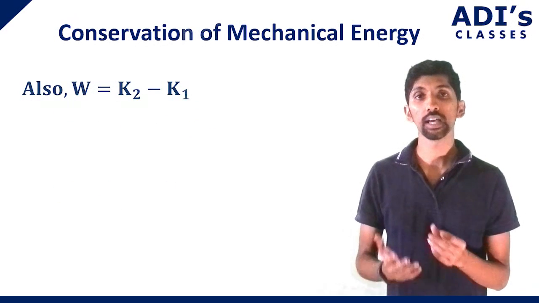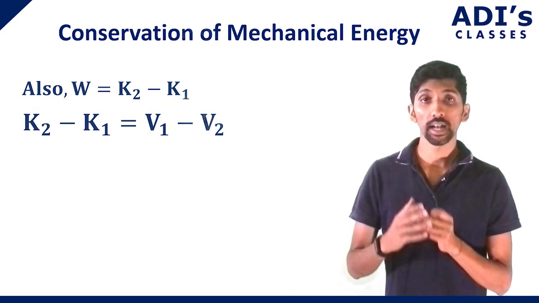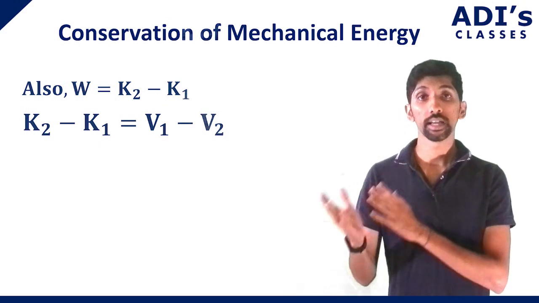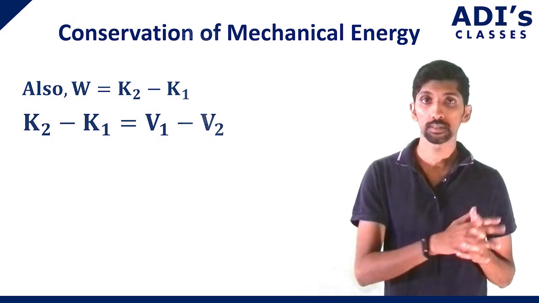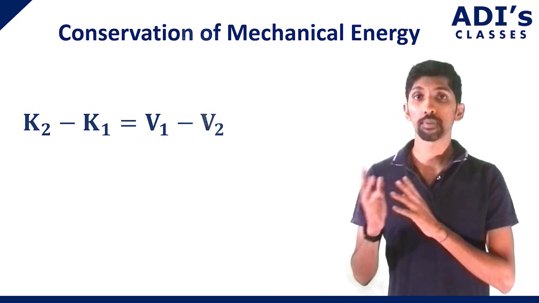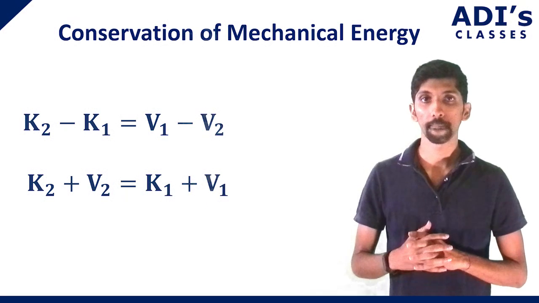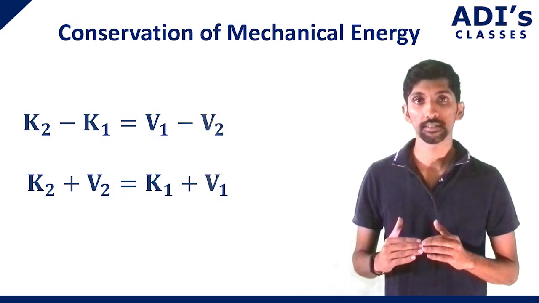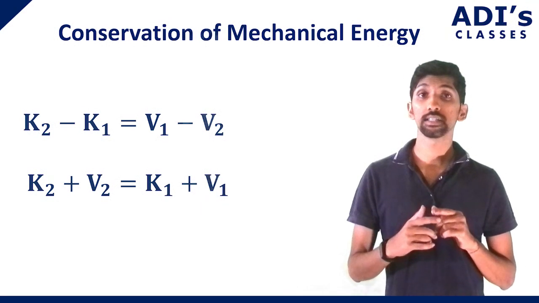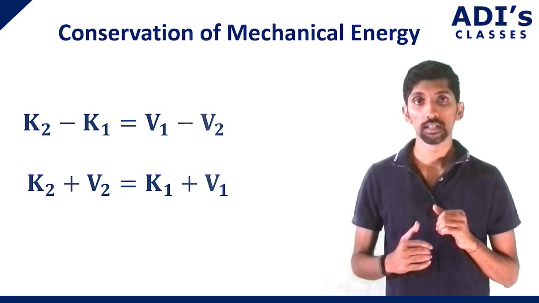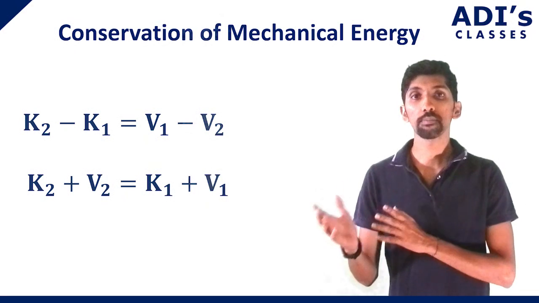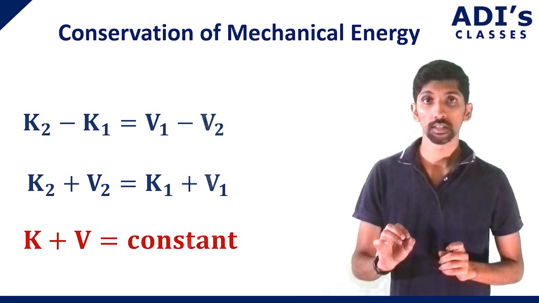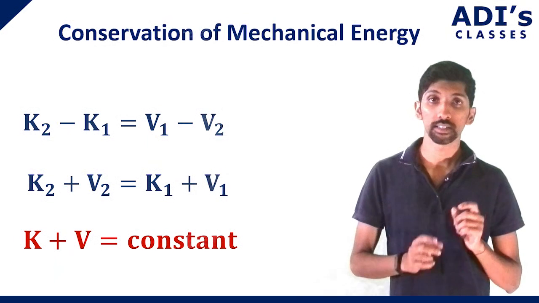So what we get here is W is equal to K2 minus K1, and W is also equal to V1 minus V2, right? So equate these two: K2 minus K1 is equal to V1 minus V2. In other words, K1 plus V1 is equal to K2 plus V2, correct? So the kinetic energy plus the potential energy in the first state is equal to the kinetic energy plus potential energy at the second state. If you generalize this, we can say K plus V is equal to constant. That means irrespective of which position you are in, the sum of kinetic and potential energy is the same.